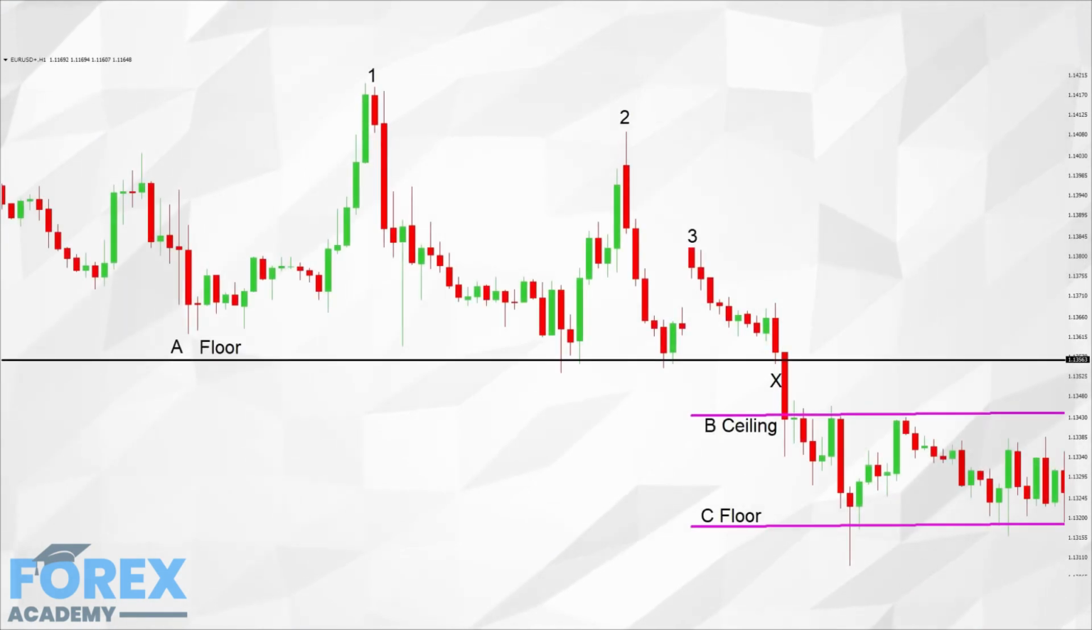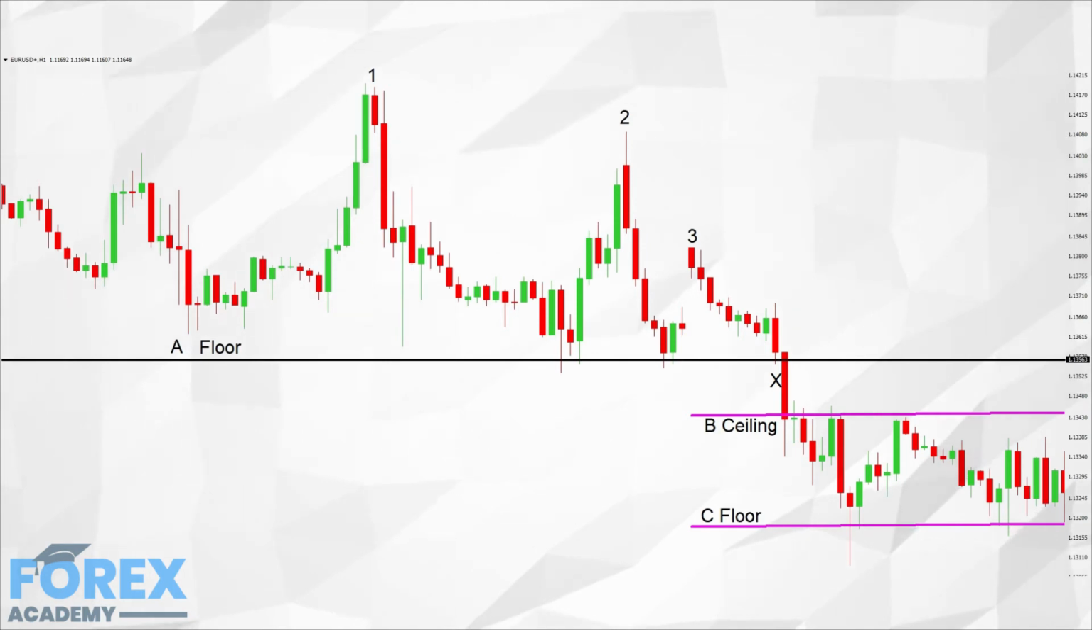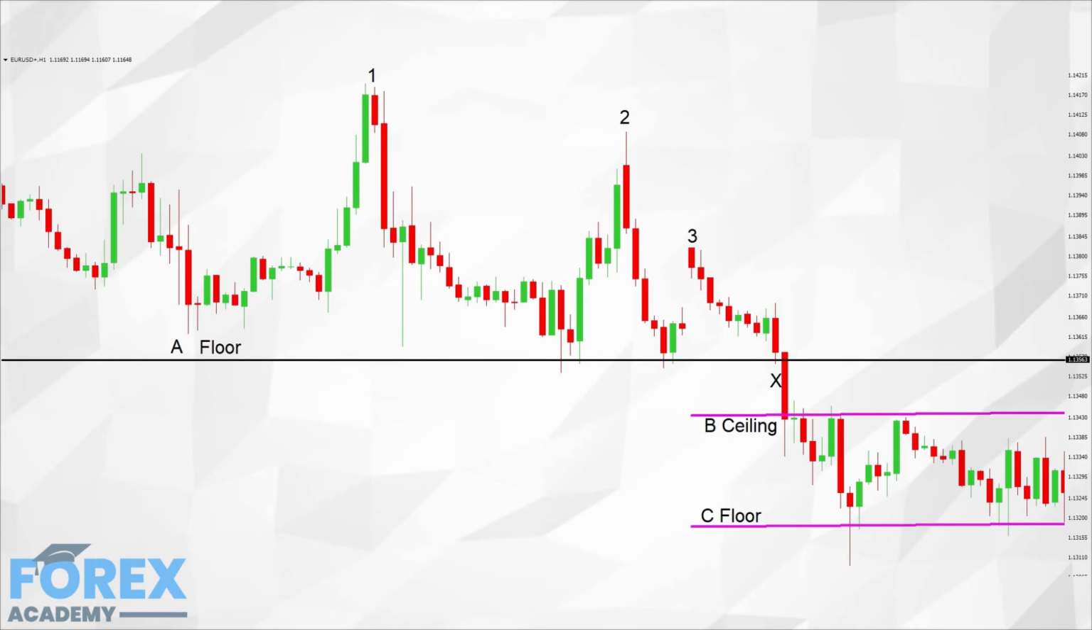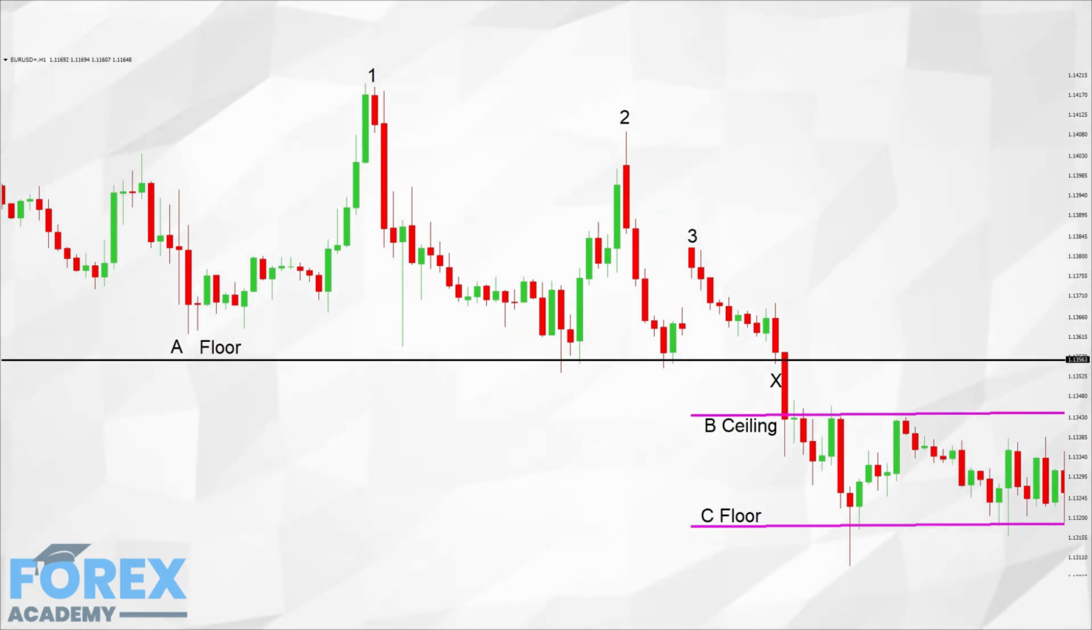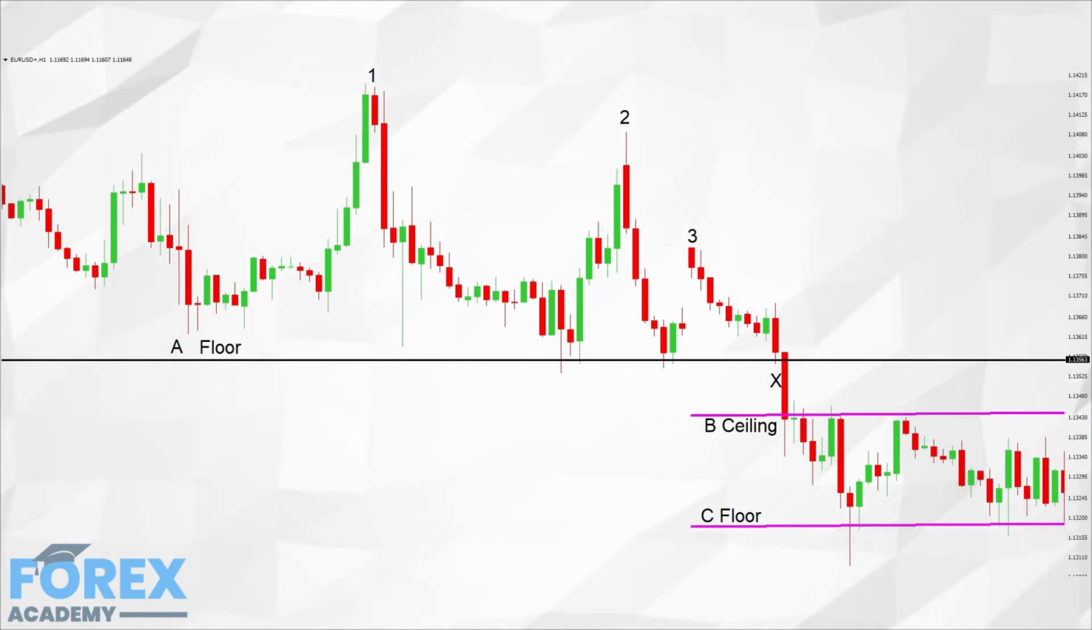Let's turn our attention to example A. This is a 1-hour chart of the Euro-USD pair. Always read your charts from left to right because it tells a story of where price action has been and where it possibly is going in the future. In this example, we can see that we have drawn a horizontal line at position A. This has become an area of support. It is effectively a floor.